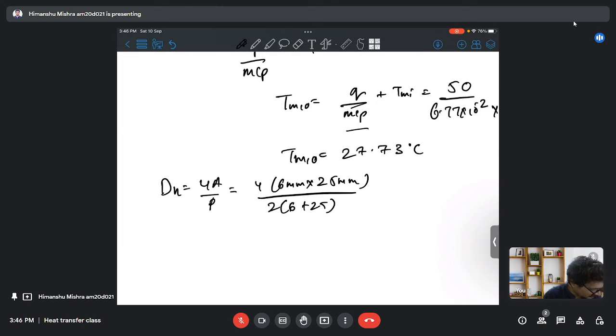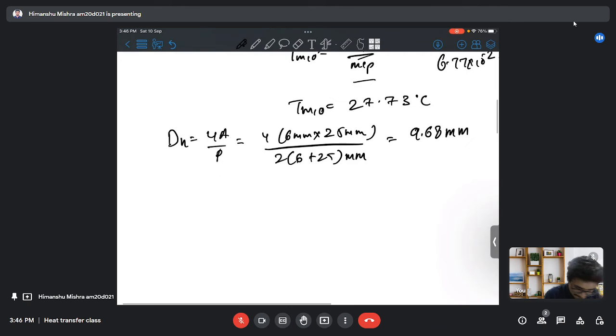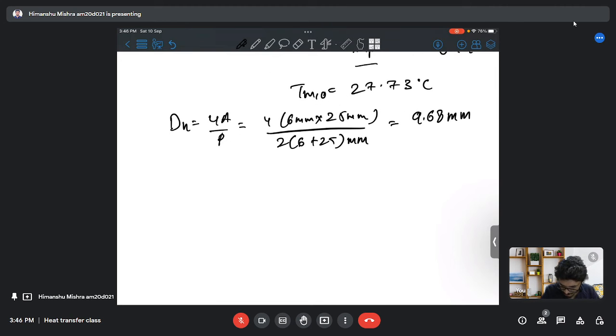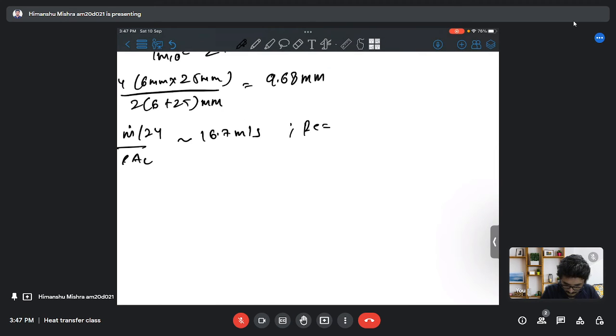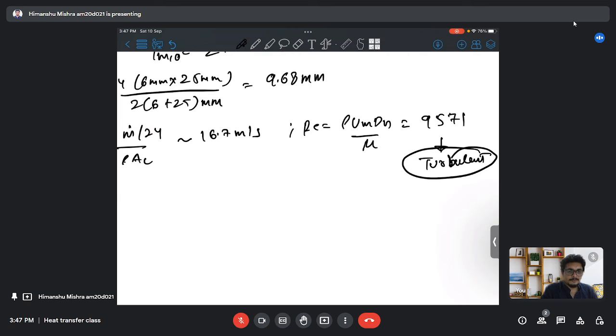So I'm writing all the dimensions in millimeters. My hydraulic diameter would be around 9.68 millimeters, and I can find my average velocity, which is 16.7 meters per second. The Reynolds number would be around 10,000, which says that my flow is in the turbulent region. So we have a turbulent flow.